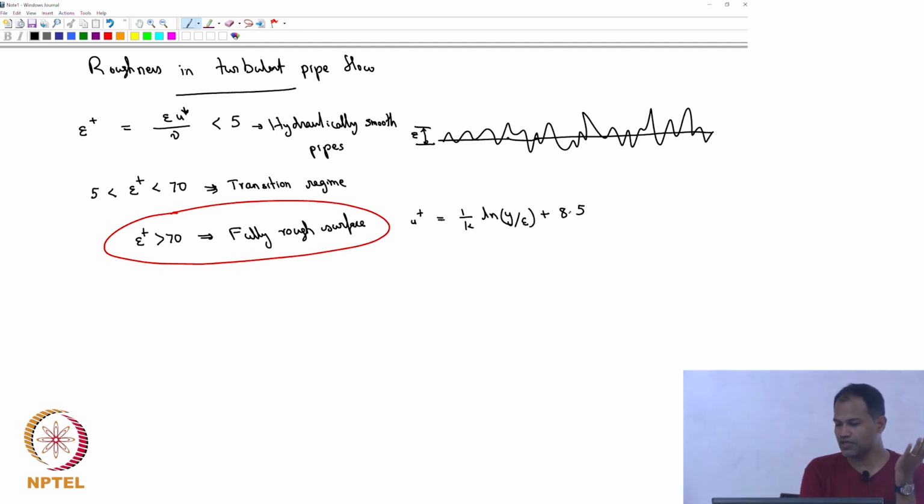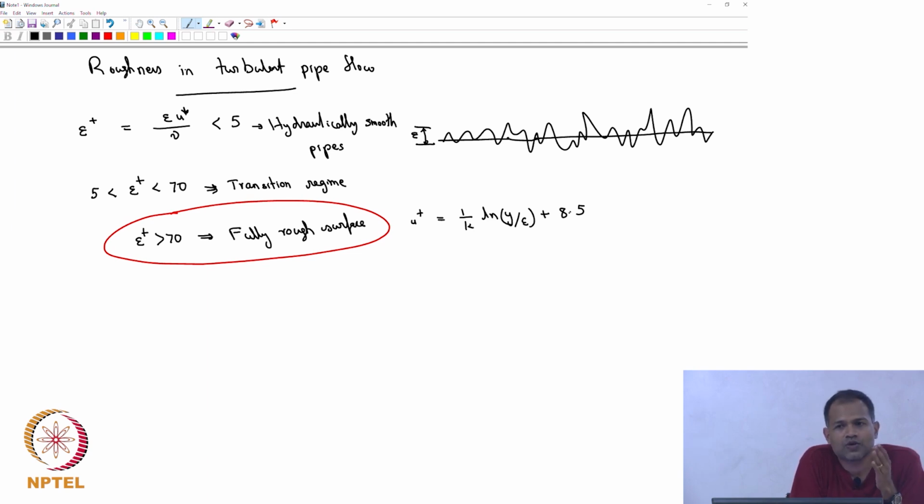One thing that you can notice is that when we talked about the wall layer, we defined y plus as y u star by nu. There was no real length scale characterizing it. But now when you talk about roughness, you have brought a new length scale into the system, epsilon. So you can define u plus in terms of a non-dimensional quantity, y by epsilon. The numbers like k and 8.5 are all determined from experiments. You can't do much about it.